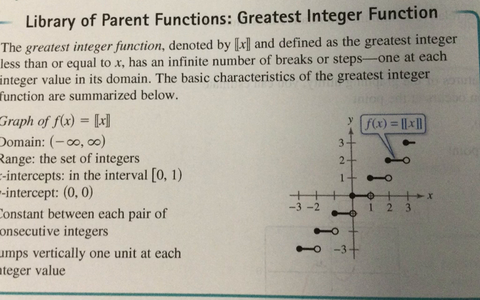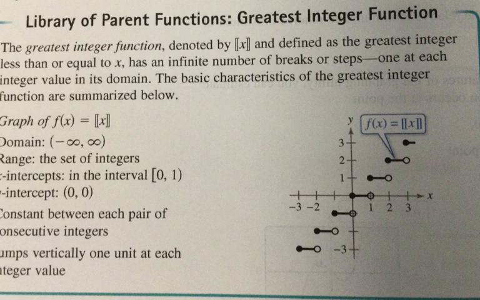Okay, so this is called the greatest integer function. It's denoted by two brackets with an x inside of it. And it's defined as the greatest integer less than or equal to x. It has an infinite number of breaks or steps, one at each integer value in its domain. The basic characteristics of the greatest integer function are summarized below.